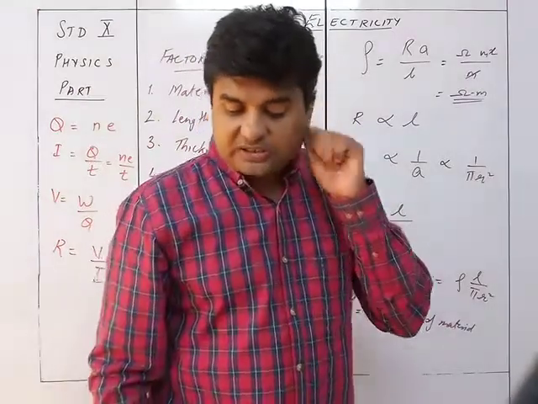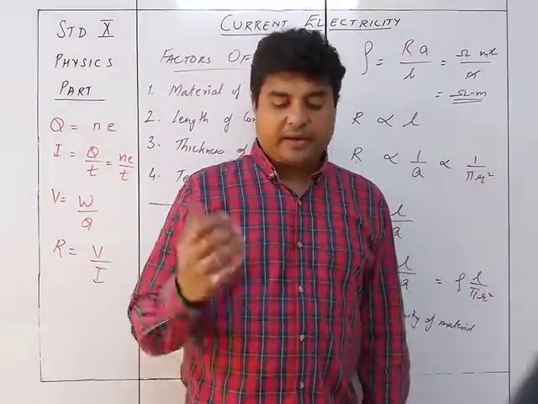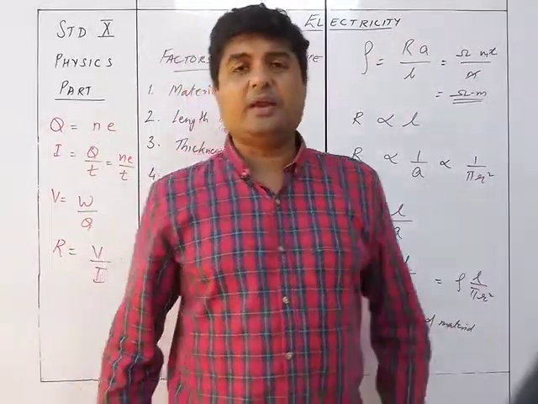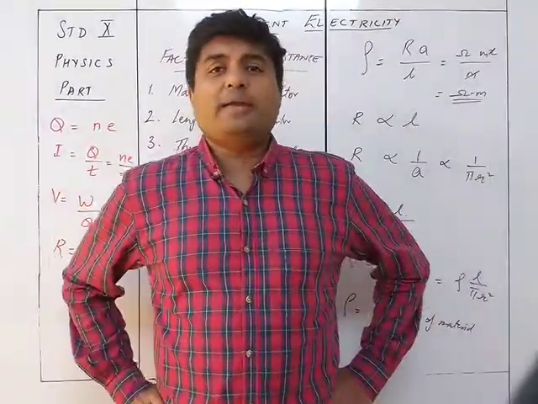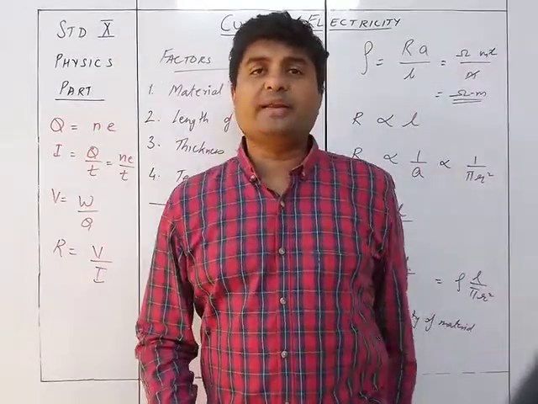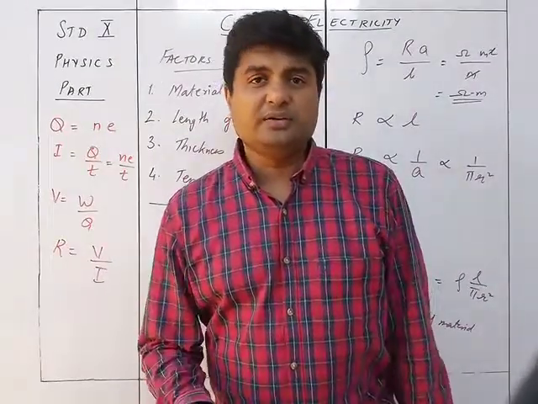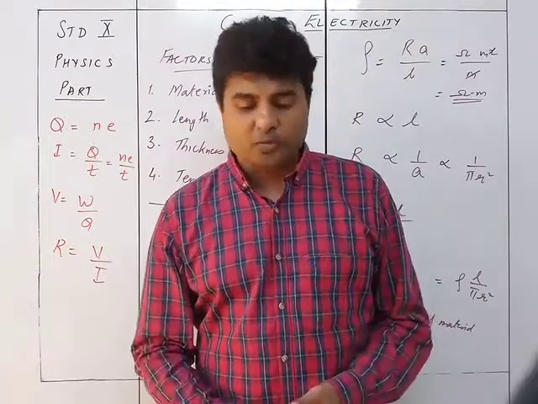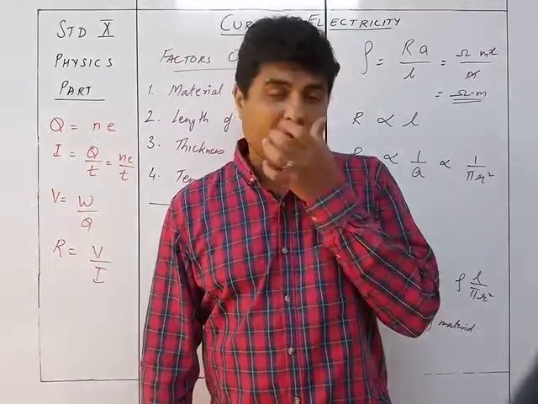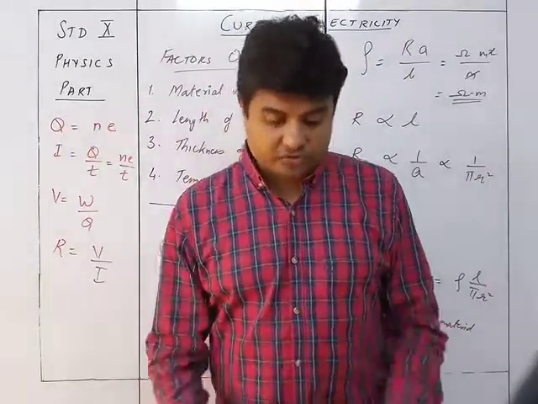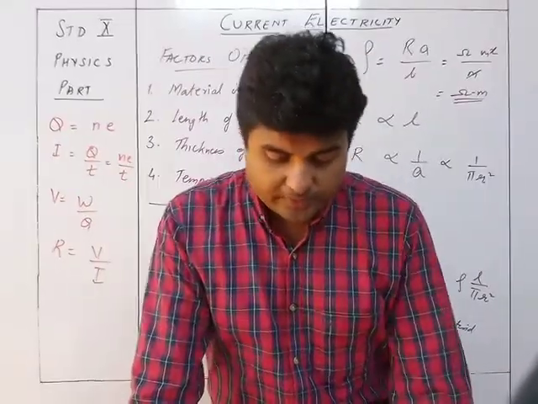And for alloys like constantan and manganin, it remains practically constant with no change in temperature. So if I am using a resistive material in a circuit and I don't want the resistance to change with the change in temperature, then I will use an alloy like constantan or manganin, which will have the same resistivity even with increase in temperature. That is the important part.